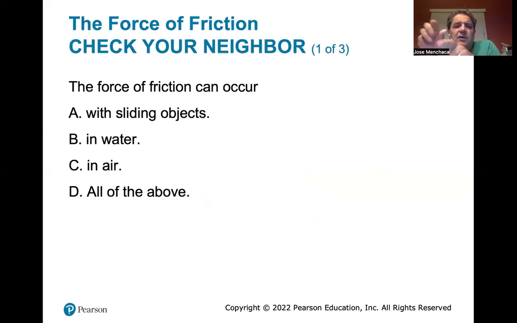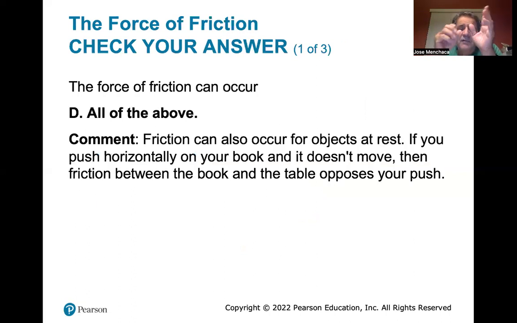Okay, the force of friction can occur with sliding objects, in water, in air, all of the above. Well, the truth is all of the above. If you were to be in a boat and you have your motor on and you stop the motor, the boat's not going to keep going because of inertia. It's going to slow down because of the friction between the boat and the surface of the water. So all of the above. Friction can also occur for objects at rest. If you push horizontally on your book and it doesn't move, then friction between the book and the table is opposing your push.